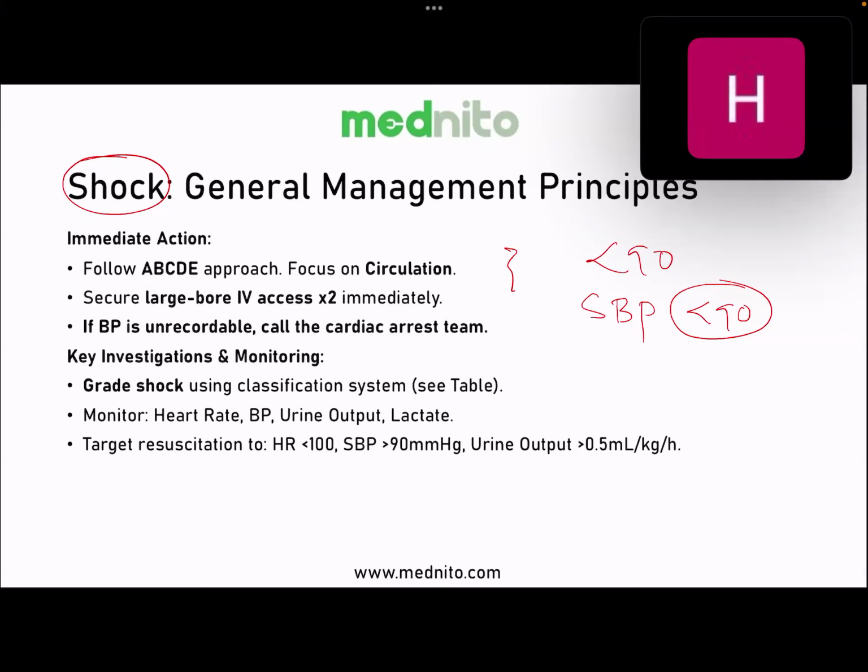What is the first most important step for shock? You will have to place two large bore IV cannulas just to make sure that the systolic blood pressure is coming more than 90. That is one thing you'll have to treat. Everything else is important, but the examiner is not concentrated on that.